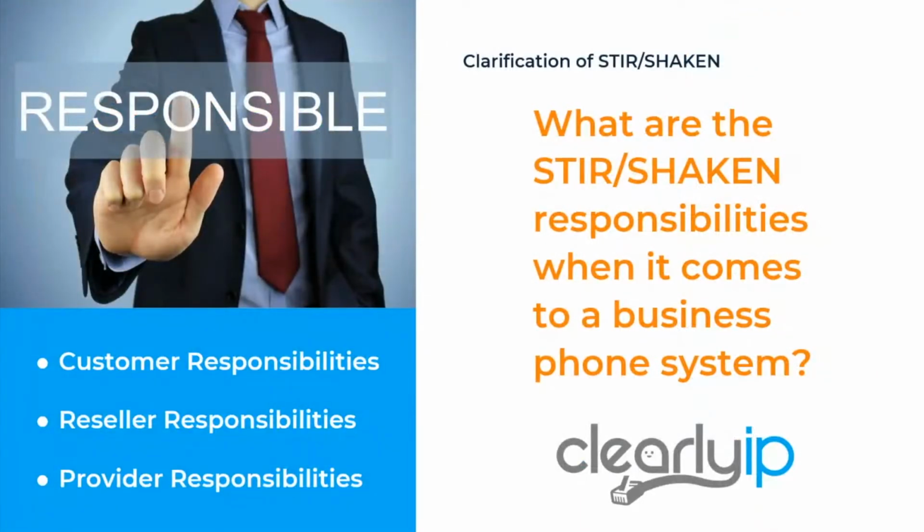Tony, good morning. Morning. So the first question is, what are the StirShaken responsibilities when it comes to a business phone system? And let's break it down. What are the customer responsibilities, reseller responsibilities, and provider responsibilities? Okay. Well, we'll start the customer side. There's no responsibility for a customer. A customer cannot sign their own calls. There's nothing a customer can do. It's all dependent on, as per the ATIS spec for StirShaken, the originating service provider. So customers themselves can't do anything for it. They just have to use a service provider who is doing StirShaken.